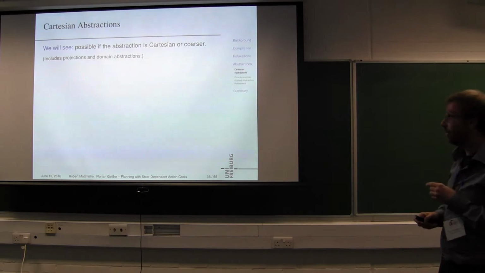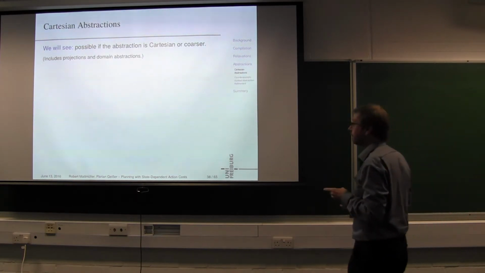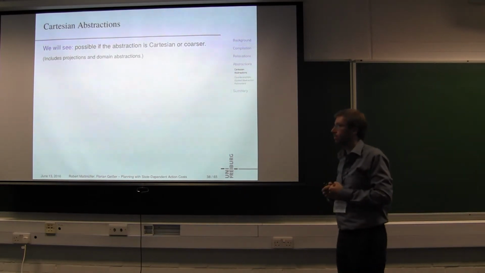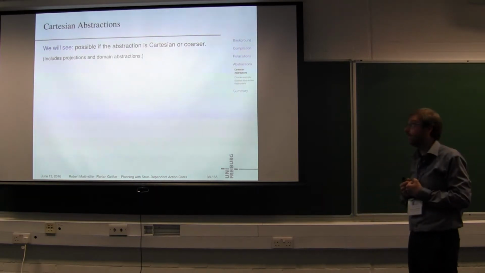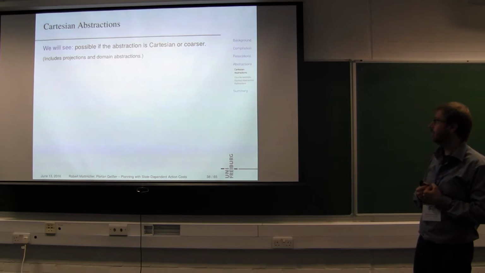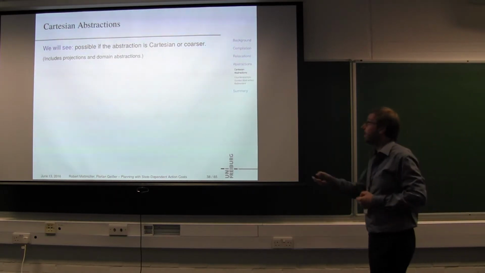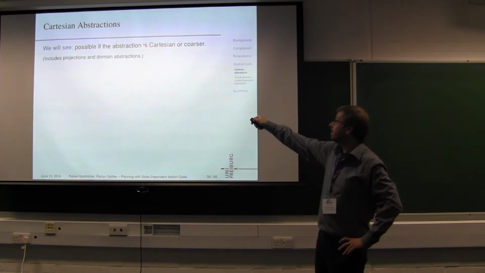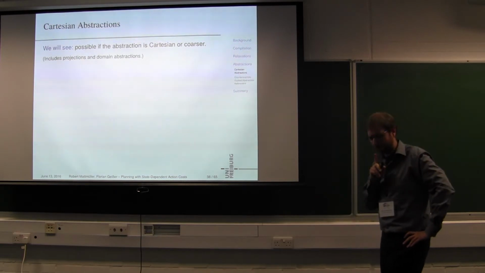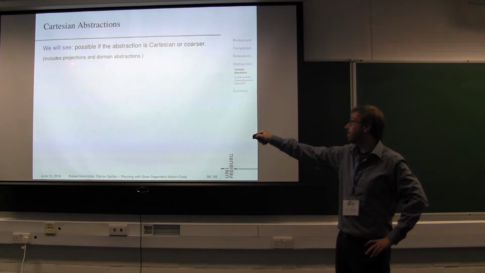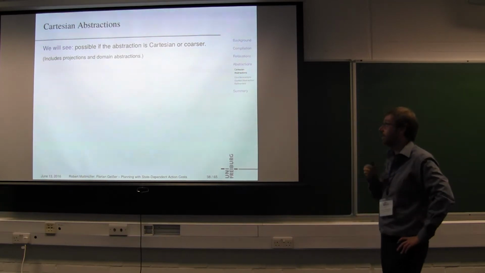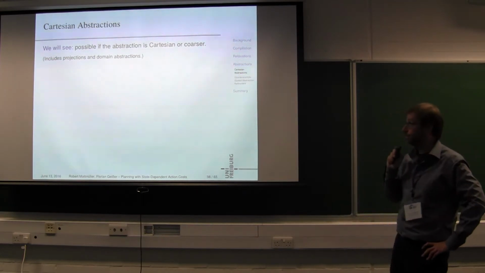It does not necessarily work if it's not Cartesian, and then we might get either an exponential amount of work to do or wrong results. But if the abstraction is Cartesian or coarser, it works. And Cartesian or coarser includes many types of abstractions. It includes domain abstractions, and of course also projections. So this works for many types of abstractions.